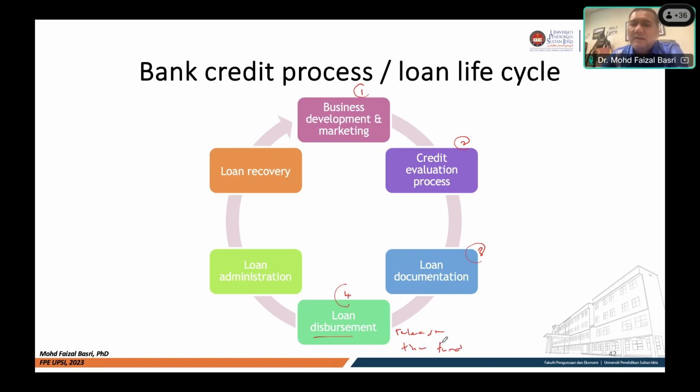Okay, tengoklah what type of loan. So kalau it is a personal loan, the fund will be disbursed to the applicant, to the customer. So customer apply personal loan. So bila everything is complete from 1 to 3, step number 4, bank akan release the money to the borrower directly.